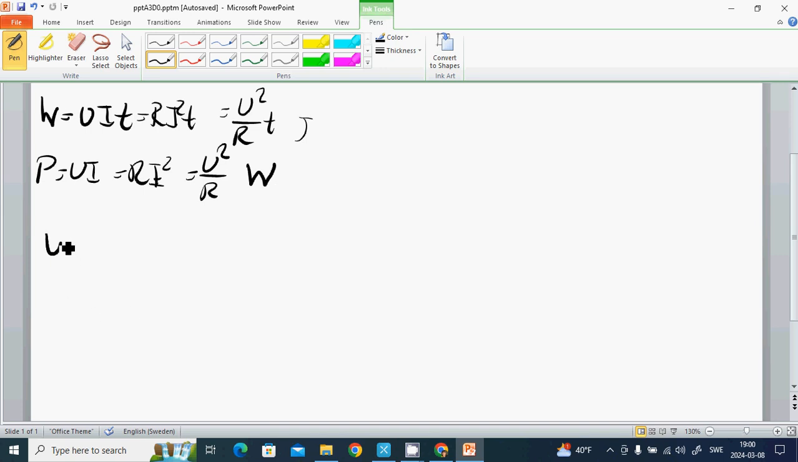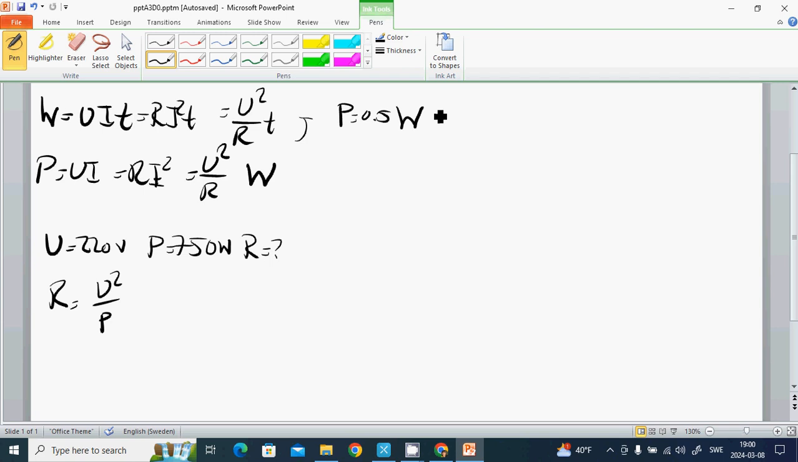Example, we have U equals to 220 volt and P equals to 750 watt. What is the R? R we are going to find from this. R equals to U² divided by P. And another example, P equals to half watt.